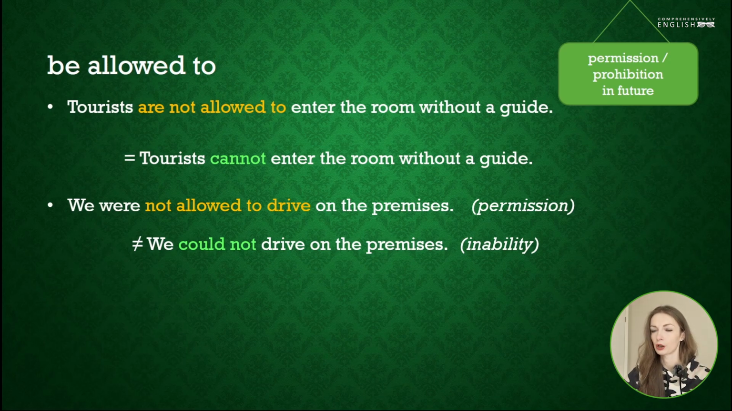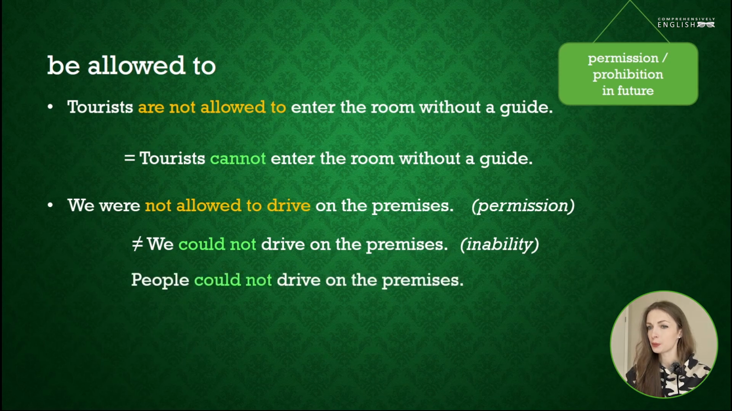Maybe the gates were closed, or something happened to the car, or something else happened, but we could not drive. What we say here is that we were not able to do that. What this sentence also tells us is that we are talking about our personal situation. We couldn't drive, so we are talking about a particular situation that we were in, in the past.